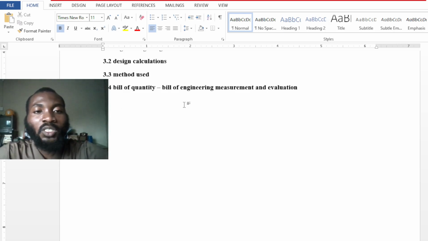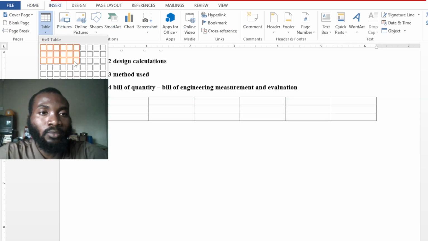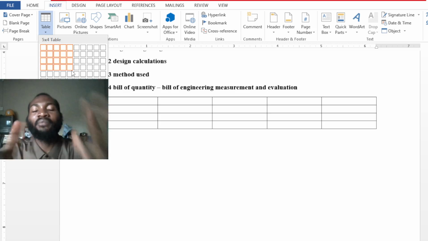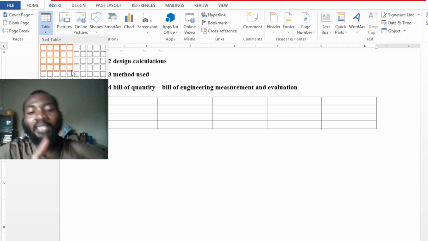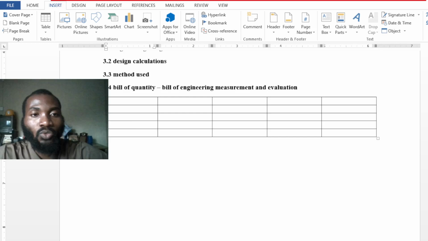For your bill of quantity, first you want to draw it as a table. So I go to insert and I insert a table. What are now those things that make up your table? First, the serial number, the item or the particulars, the rate, which is the unit cost, the final cost, and the quantity, making 5. So I need 5 columns. Let's draw the table this way.